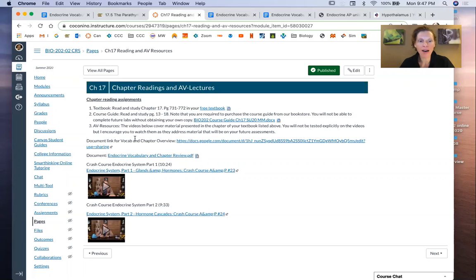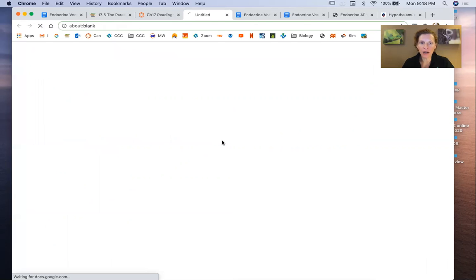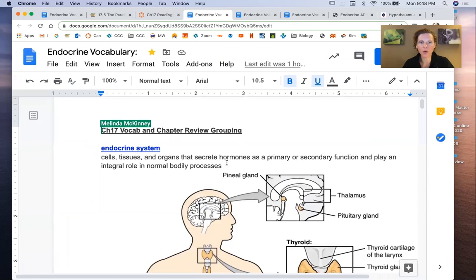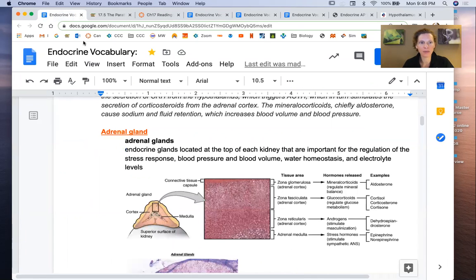And then we have audio-visual resources. So some of these are going to be from other people that have done a great job of very concise overviews of some of the key concepts. And then I will have a short document overview of the chapter. So if you click on the document, it's actually a link in this case to Google Docs, or you can download the PDF. Go back.